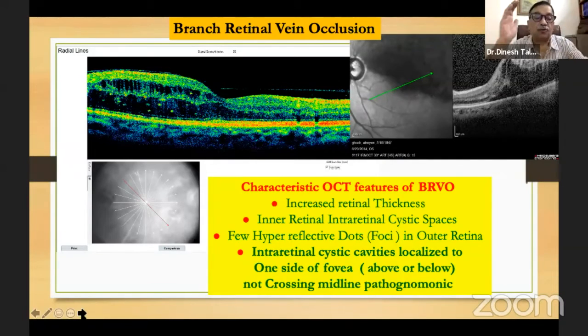In BRVO, if you see the vertical scan, either the superior retina or the inferior retina will show increased thickness and increased intraretinal cystic spaces, maybe even some hyperreflective dots, but they are not going to cross the midline, and that is pathognomonic. When you have edema localized to one side, not crossing over to the midline at all, you know you're dealing with a BRVO, most probably.